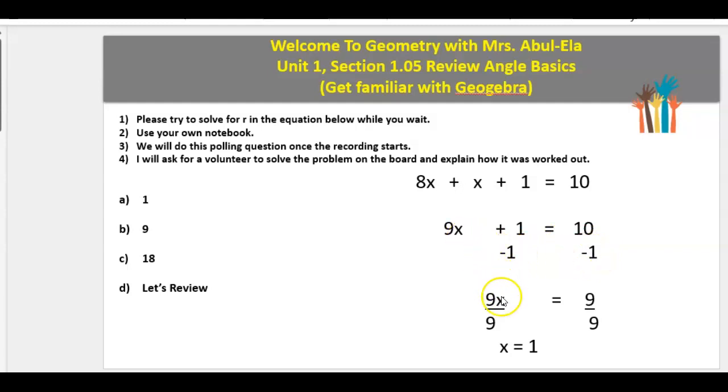So that leaves 9x on the left, and 10 minus 1 is 9 on the right. And now I want to divide both sides by 9 to get rid of the 9. And so that becomes x on the left-hand side, and 9 divided by 9 is 1, so the answer is 1.